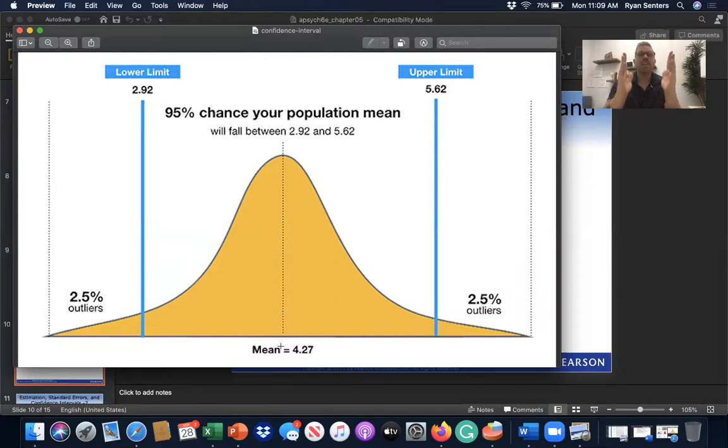Now, if we were doing a 99% confidence interval, it would get a little bit larger. Because if it's 99%, each tail would only be 0.5%, so our lines would be further out. So our lower limit may be $3 and our upper limit may be $6. So the spread is bigger as you go up in confidence level.